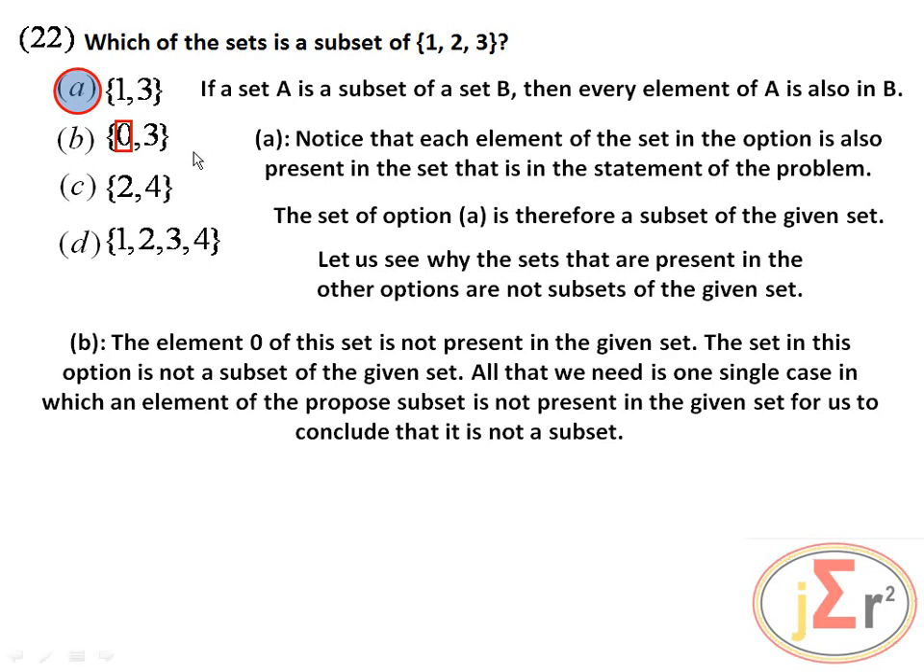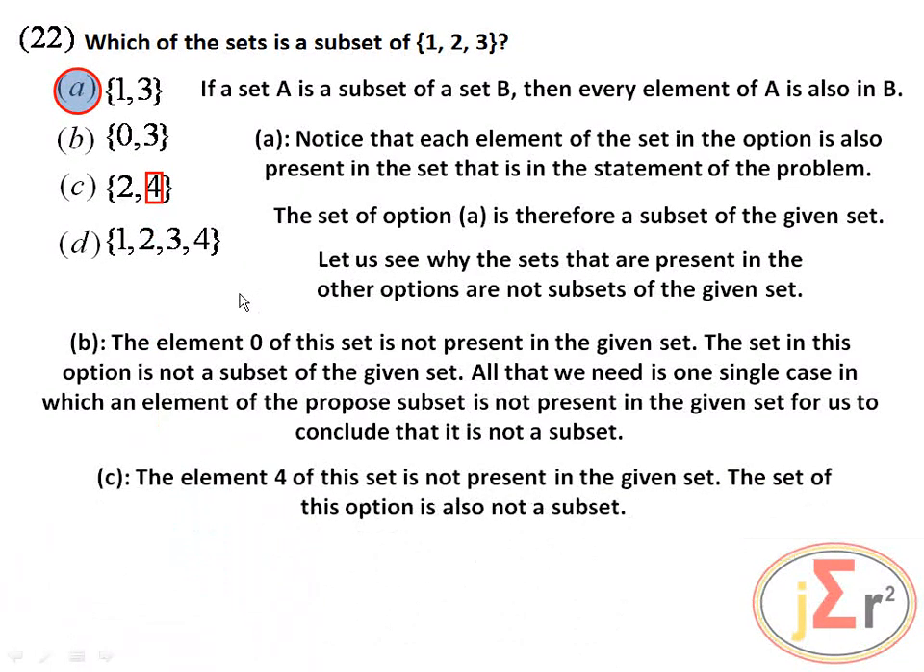So all we need is one single case in which we have an element in this proposed subset that is not in this one for this not to be a subset of that one. And if we can do the same in the others, no problem. In option C, the element 4 of this set is not present in the given set. The set of this option is also not a subset.